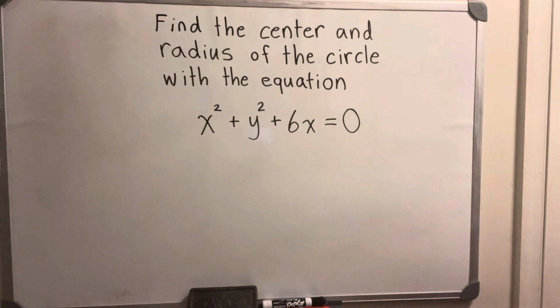This problem says, find the center and radius of the circle with the equation x squared plus y squared plus 6x equals 0. This one requires some thought because it's not telling you exactly what formula to use, obviously. But if you haven't done a radius and center equation before, it might be useful to start out small and build up how to solve this type of problem, and then use that to solve the problem. So let's start.